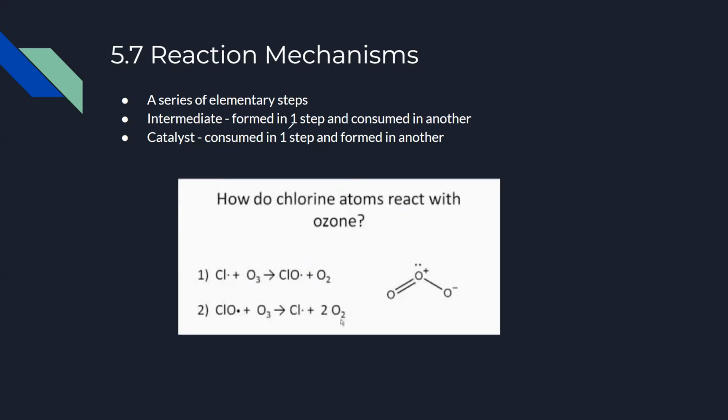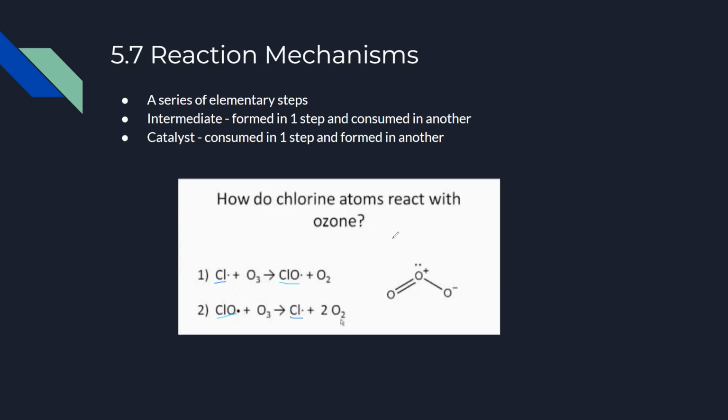An intermediate is formed in the first step and then consumed in another step. And we can see that occurring with ClO. So ClO is formed from a reaction with chlorine and ozone molecules. So ClO is created, and then the ClO is consumed with ozone in order to create Cl. Chlorine is found in the first step over here and is formed again in this step.